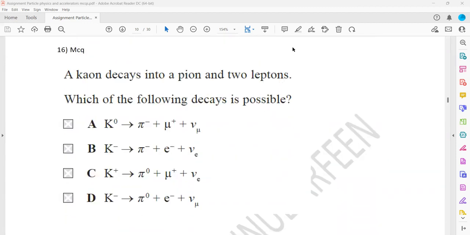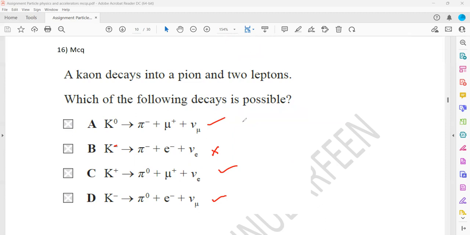In question 16, a kaon decays into a pion and two leptons. Which of the following decays is possible? What we do first is start with the conservation of charge. When we check conservation of charge, this one has conservation of charge. This one does not, because it is -2 on the right and -1 on the left. This one also conserves charge. This one also conserves charge.